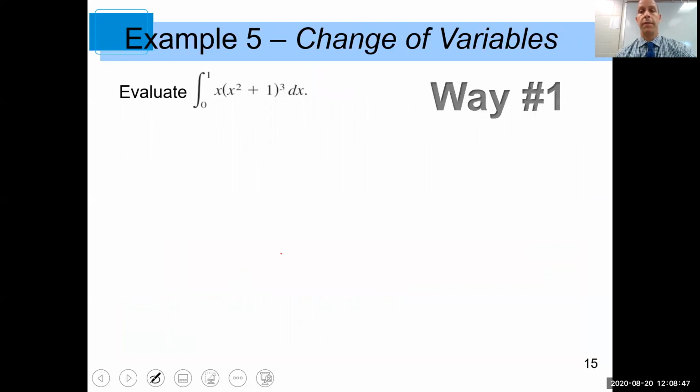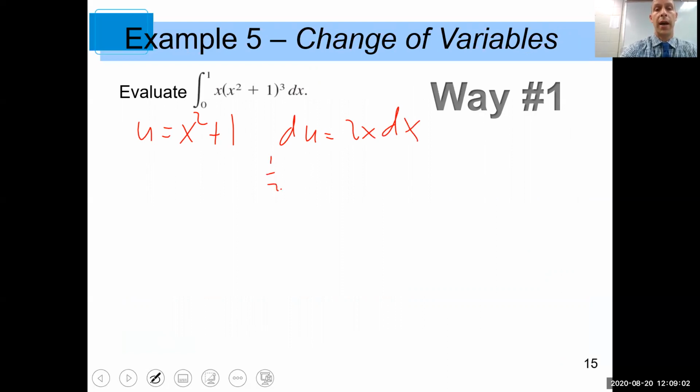Here it is. And with way number 1, I'm just going to do u sub. So I'm going to say that u is x squared plus 1. du would be 2x dx. I note that there was no extra 2 here, so I'm going to say that 1/2 du is equal to x dx. Okay, great. So I'm going to rewrite my integral. It's 1/2 the integral of u to the 3rd du. So that's my u sub.